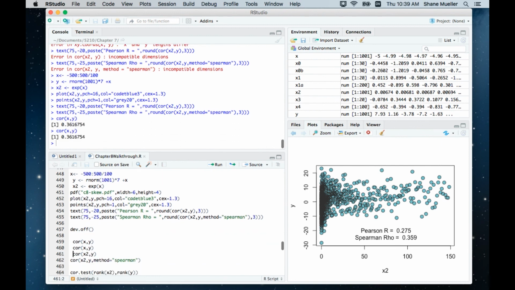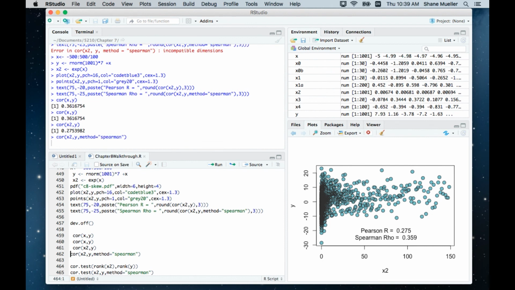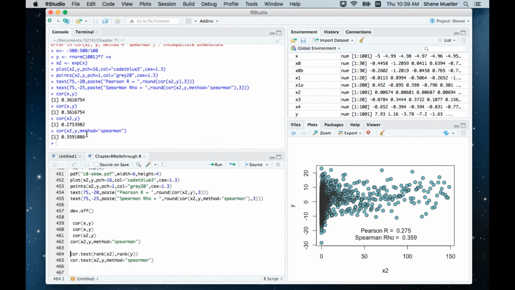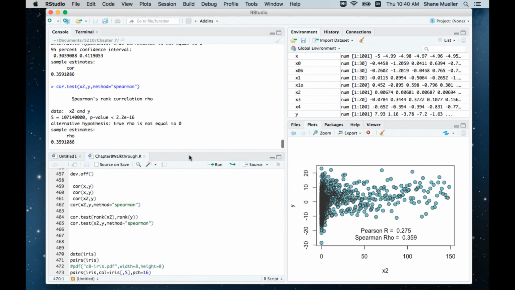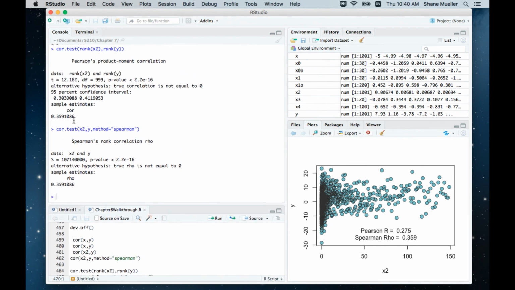You can get the Pearson correlation by using method Pearson, which is the default in the cor function, or you can specify method Spearman if you want the rank order Spearman correlation. And as you can see here, in the cor test of rank x, we get the same values. If I give it rank, I get the same correlation coefficient and the same p-value, but I get a different statistic here.